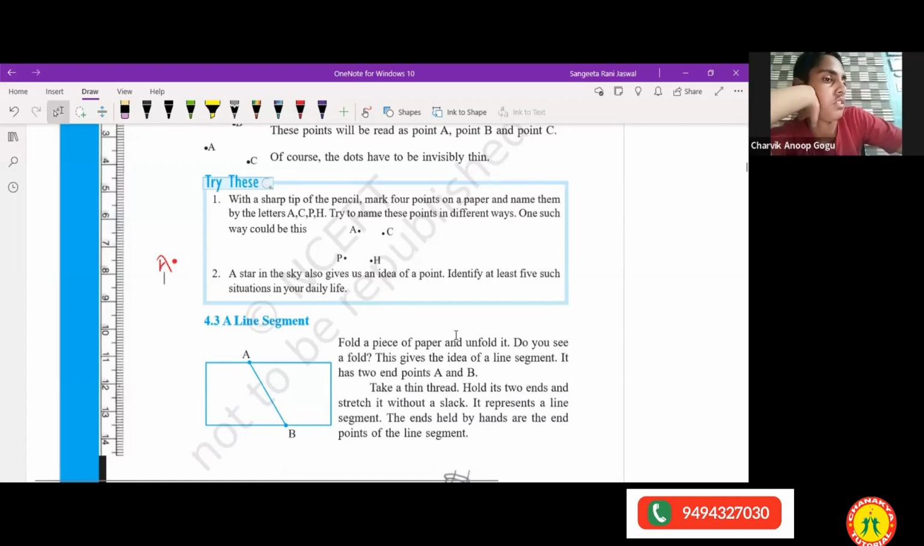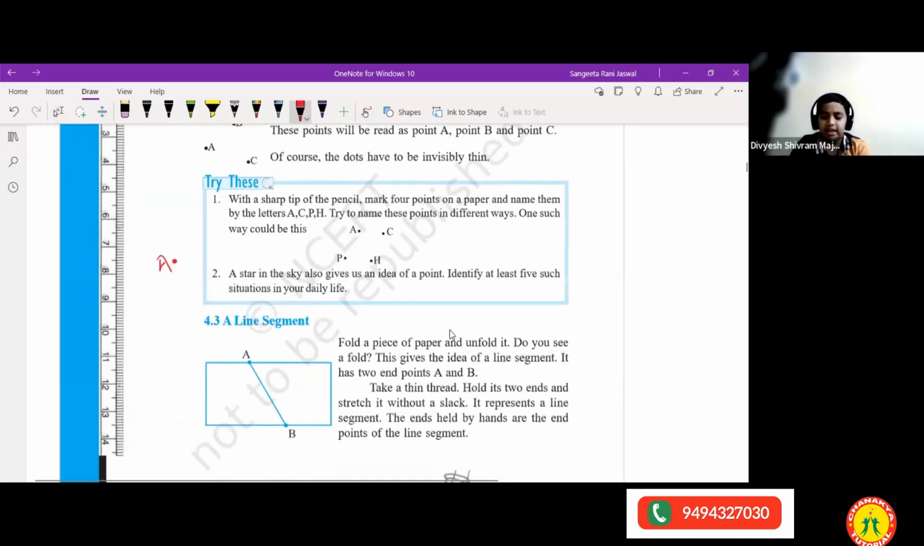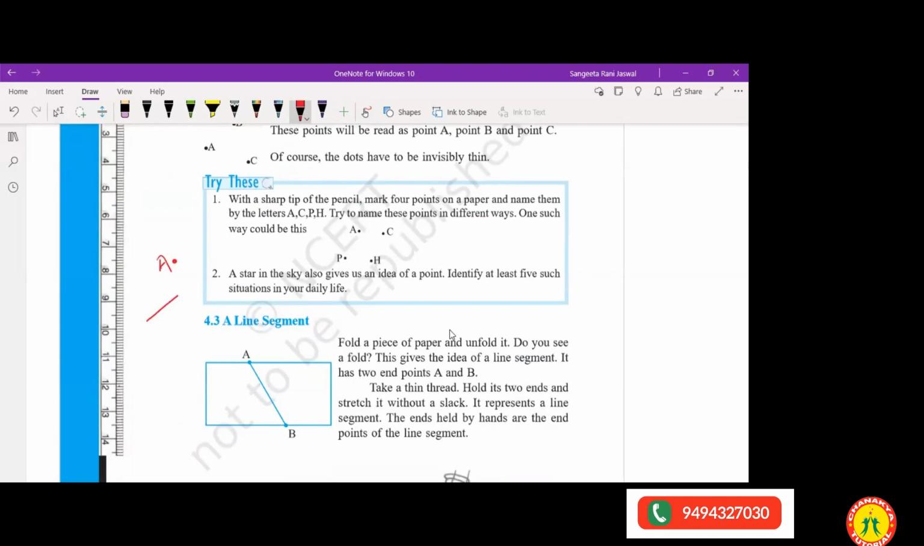Then next you have a line. A line is what? A line has no starting point and no end point. If it is made of two dots, it has some starting point and some end point, and that is called a line segment. A line segment is a part of a line. A line has no starting point and no end point.